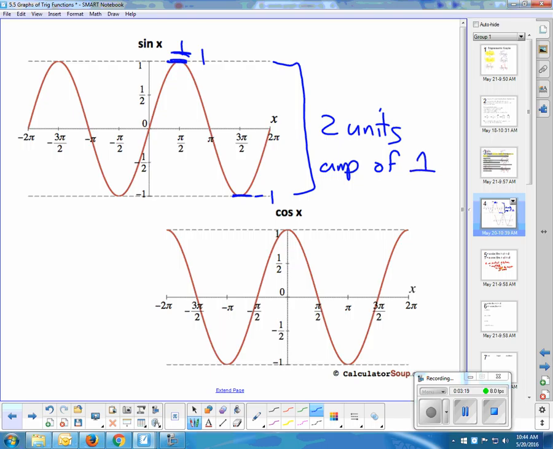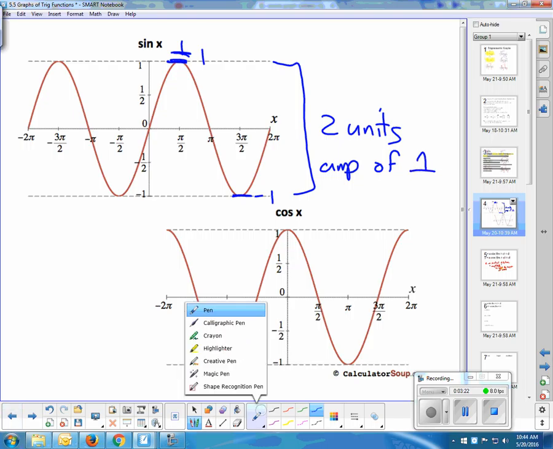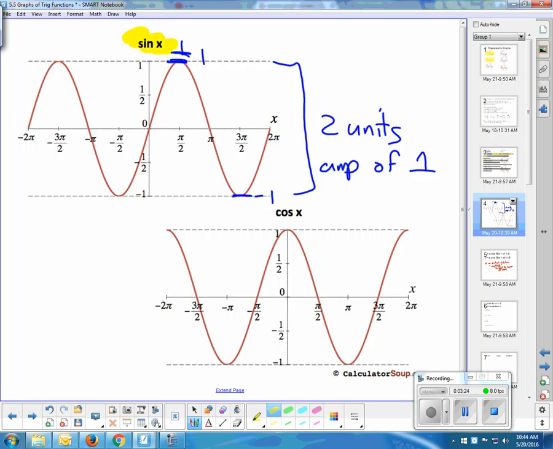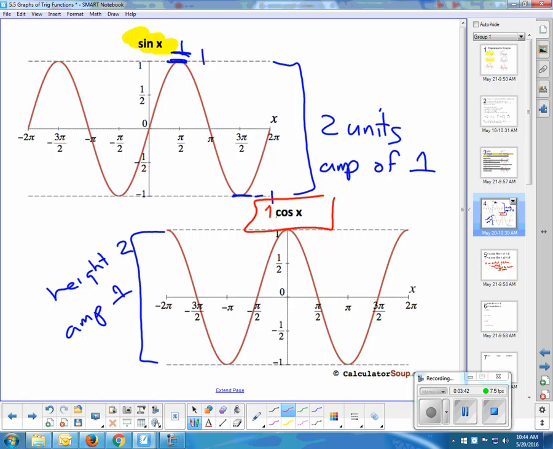And that amplitude of 1 matches the coefficient of the sine function here, because really and truly, it's 1 sine x. And the same would hold true for cosine with a total height of 2. So I have an amplitude of 1. And really and truly, the coefficient out in front of cosine of x is 1 cosine of x. If the coefficient out in front was a 2, we would have a vertical stretch by a factor of 2. Our minimum would be -2, our maximum would be +2, total height of 4 and an amplitude of 2.